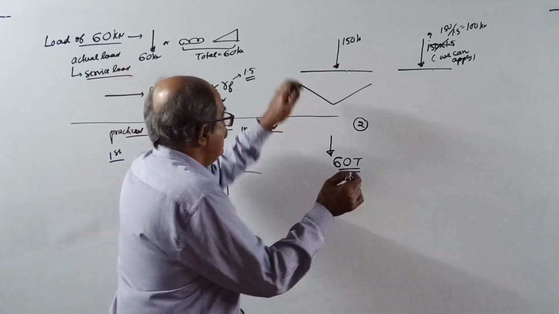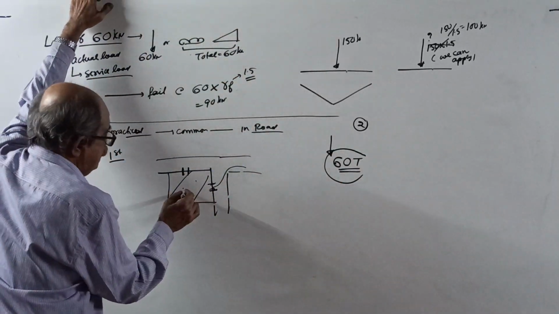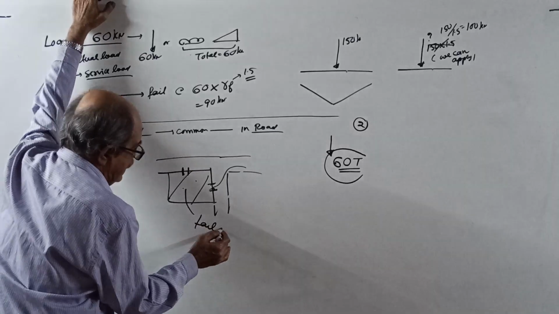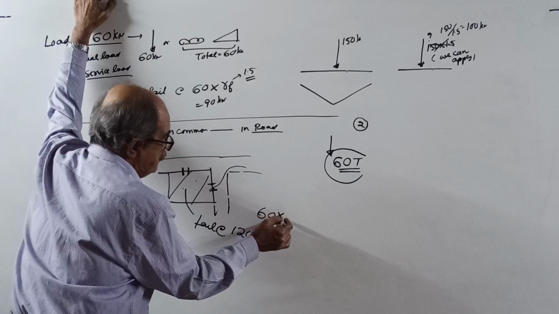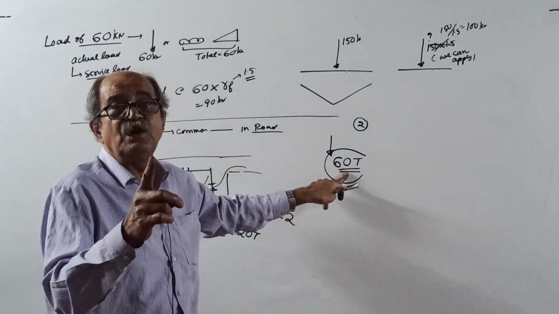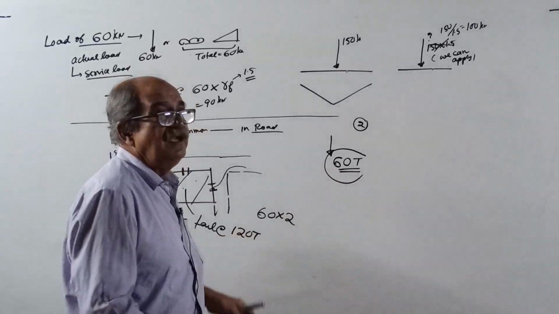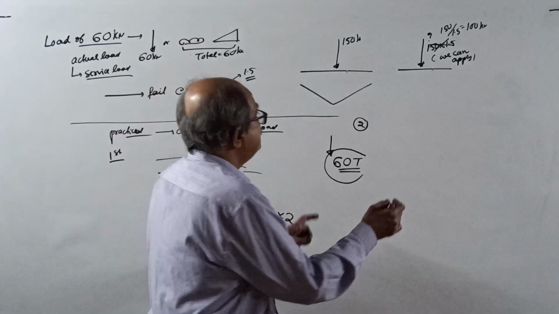So do one thing. Design the slab so that it will fail at 120 tons. How? 60 multiplied by 2. See what you have done? 60 ton is the service load. 120 ton is the collapse load, the factored load. Okay, over. Now, example 2.